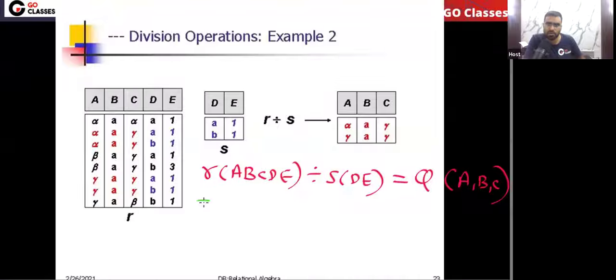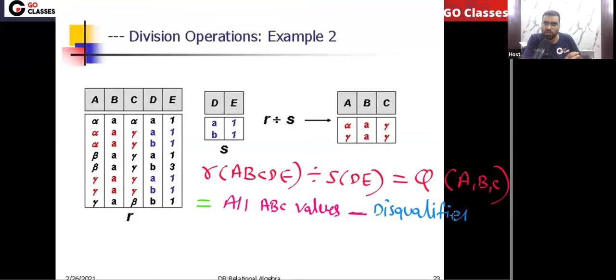So here you can see R divided by S. This will be, okay, you find all the ABC values. Yes or no? Do you agree? Minus, what you do, disqualified ABC values. Okay, so tell me how to find all ABC values.